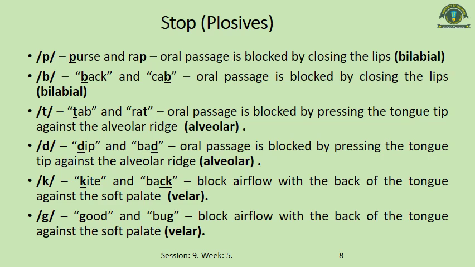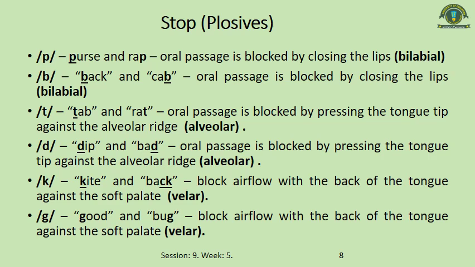Back. So what happens when we are producing the k sound? Block airflow with the back of the tongue against the soft palate. You can feel it when you produce the sound k. The soft palate is blocking the air. The airflow is blocked at that point. So that's why we are capable of producing the k sound. And this is also known as velar. Our next sound, which is the last plosive, is also velar. What happened? G, g, good, bug, good, bug.